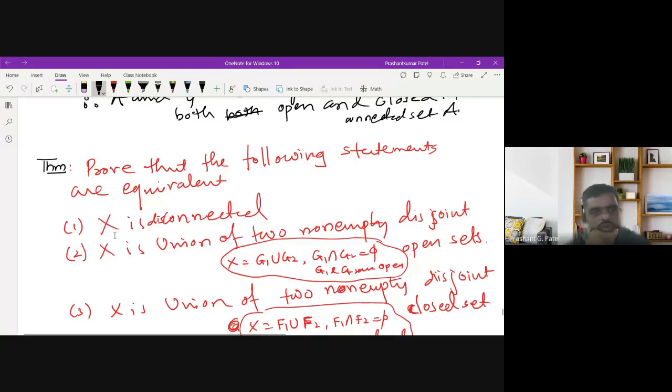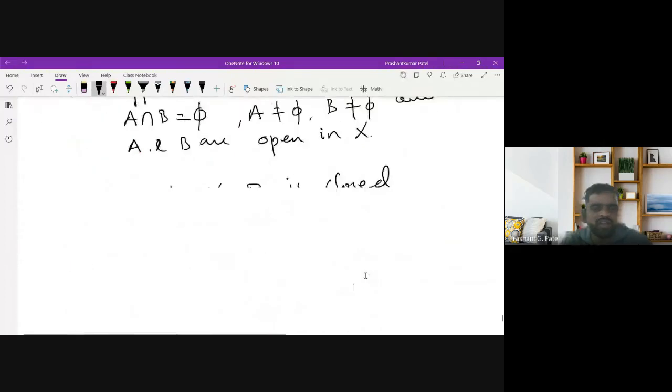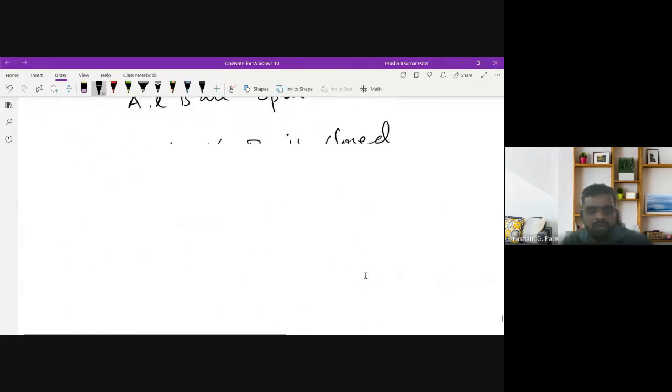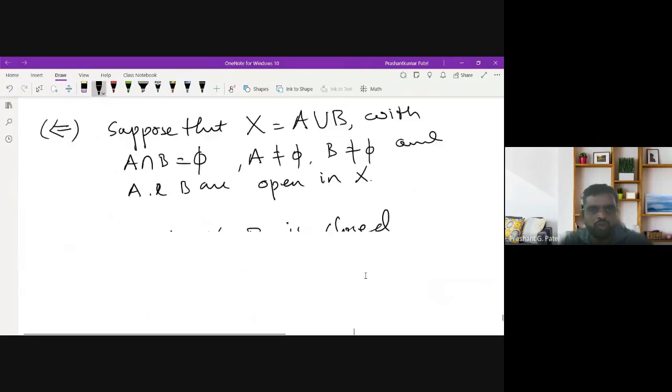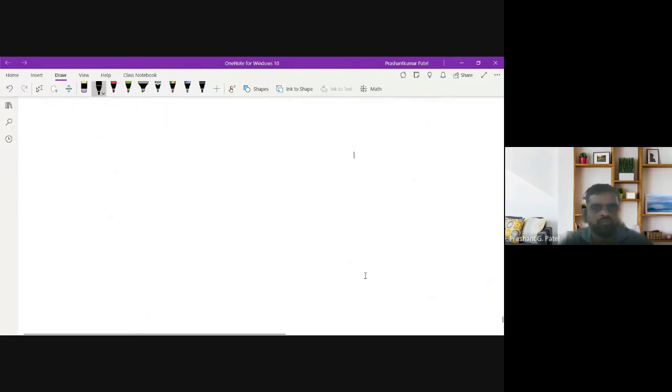If I replace "X is connected", then we can write: X cannot be represented or expressed as a union of two non-empty disjoint open sets, and that is the other statement. So let us write that also as one of the statements. You can take a note of that. Let us take it as a theorem.